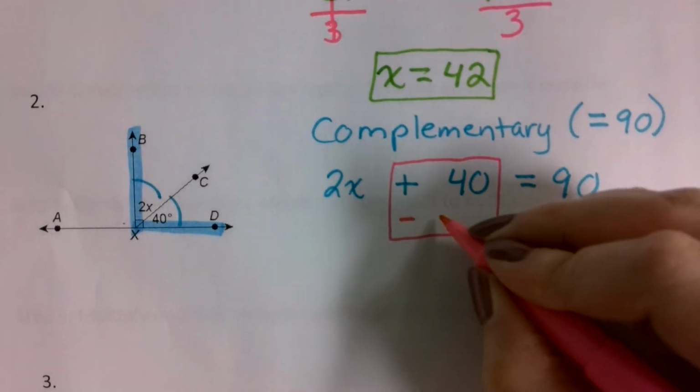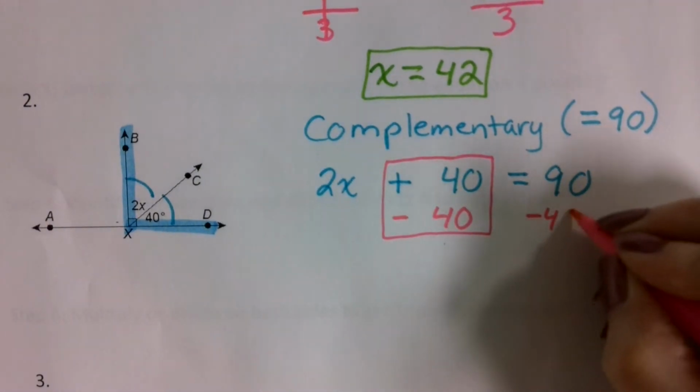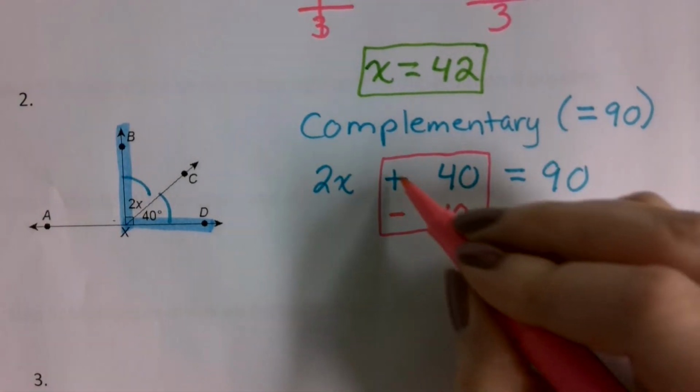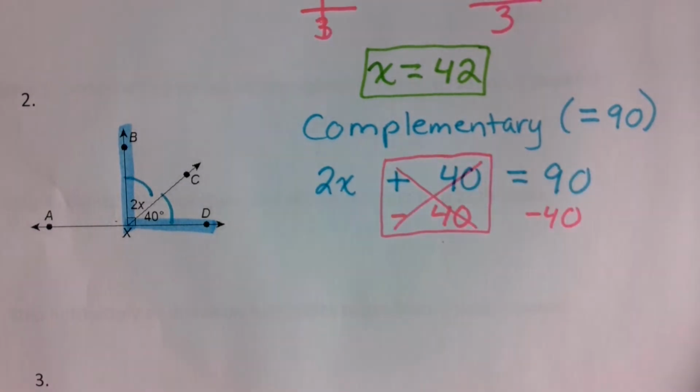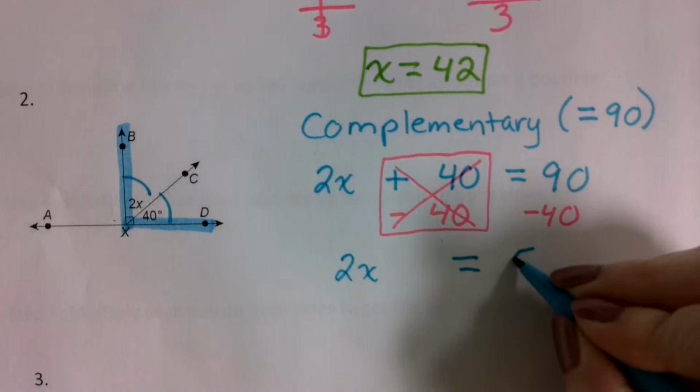Subtracting 40. Please close your computers. You don't need them open right now. So we're going to subtract 40 from both sides. We're going to subtract the 40 from both sides of the equation. That leaves us with 2x is now equal to 50.